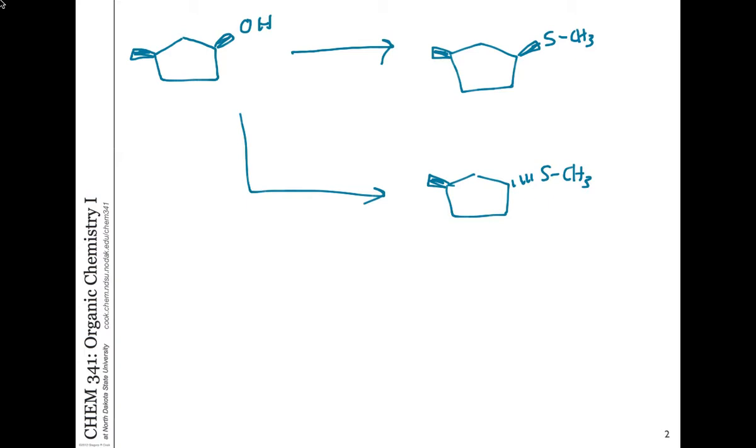You have to make the alcohol into a good leaving group. You have two choices to do that. You can make a halide, or you can make a tosylate. That matters, which one you choose. So one of these you need to make the tosylate, one of these you need to make the halide. The second step in both is the same. You use a nucleophile. What nucleophile do we need to get that group on there?